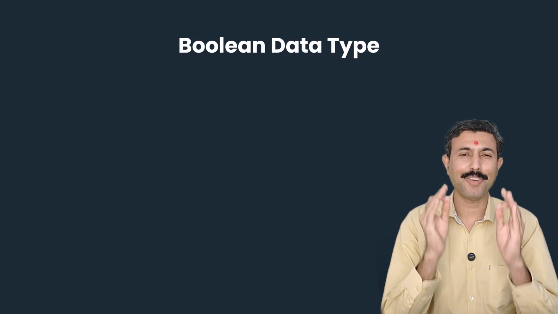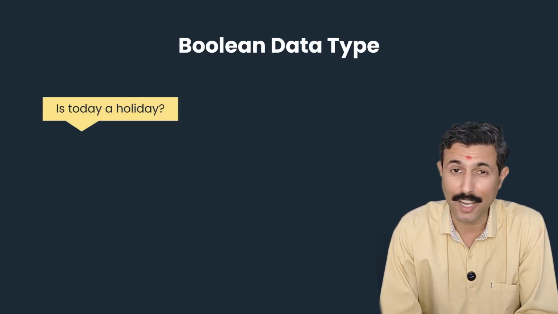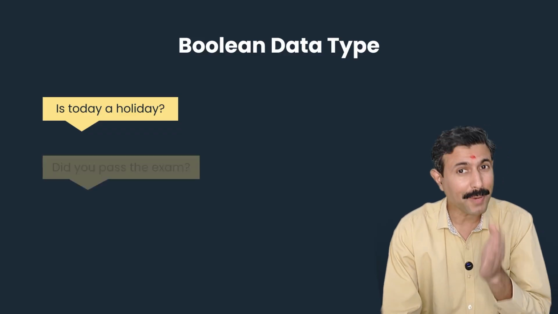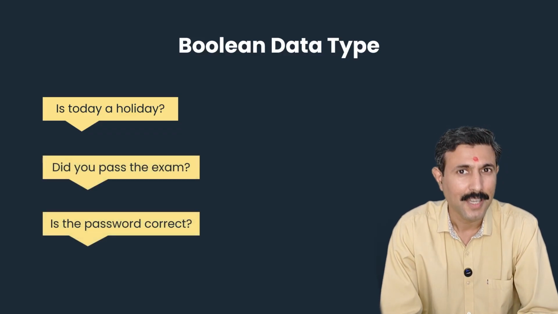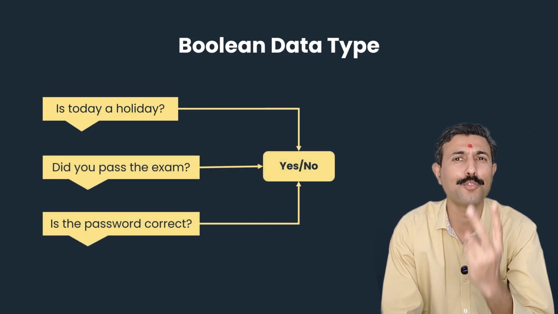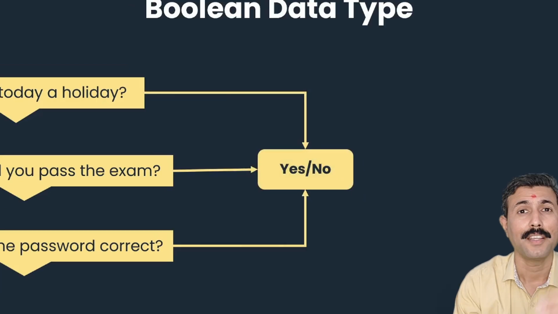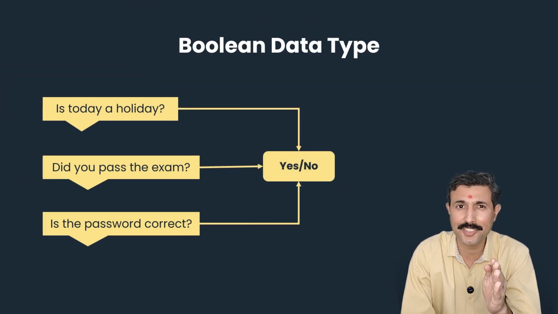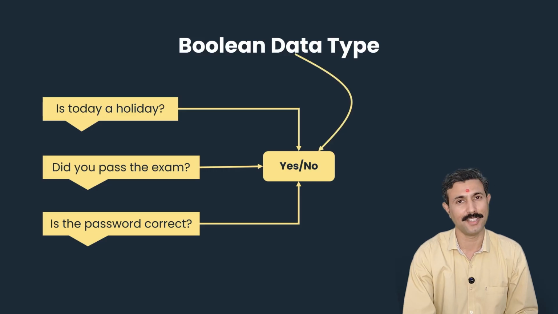Let me start with a very simple question. And the question is this. Is today a holiday? Did you pass the exam? Or is the password correct? Now all these questions have only two possible answers: yes and no. In programming, these yes and no decisions are represented using something called the Boolean data type.